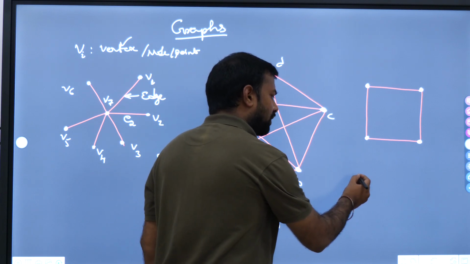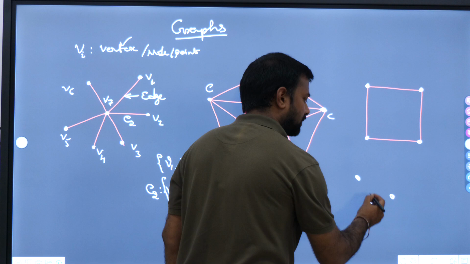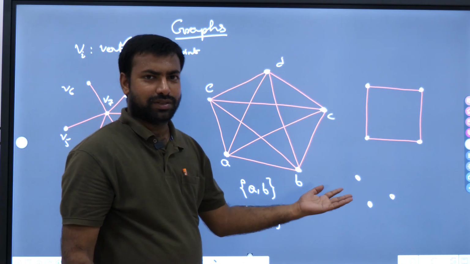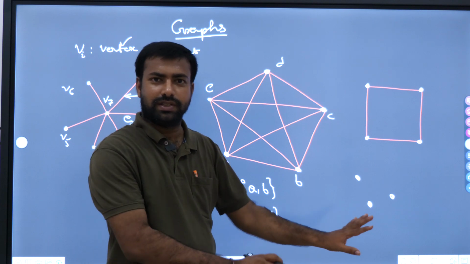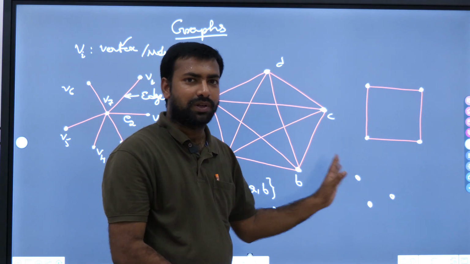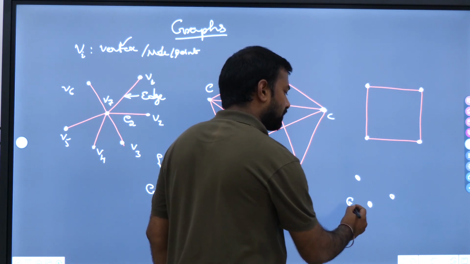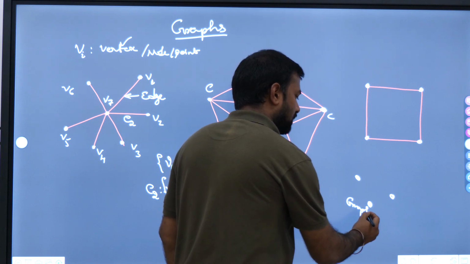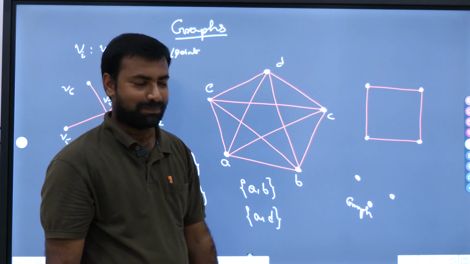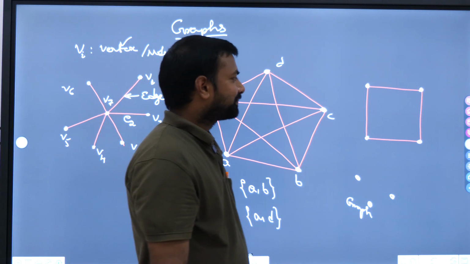Now I can have one more graph like this. That's it. This is a graph. Now you may ask me, where are the edges? There are no edges in that graph, just a vertex set. This is independent of this; there is no connection between them. So this is also an example of a graph, and we have a name for this graph. We call it a null graph, or an empty graph, because there are no edges.